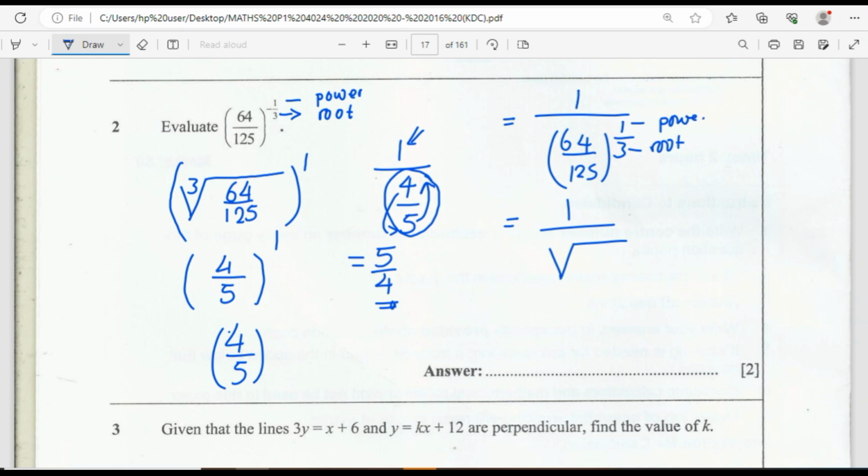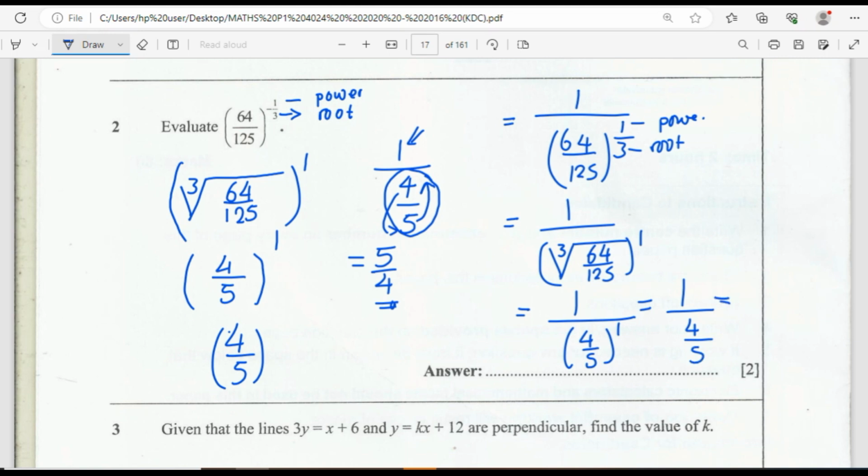So the cube root of, first before we do that, let's write our 64 over 125. So here we have third root raised to the power 1. So 1 over, what is the cube root of 64 is 4, 125 is 5 raised to the power 1. So it's 1 over 4 over 5 raised to the power 1, which is the same as 4 over 5. Then since we have 1 over this, we just have to say 5 over 4.